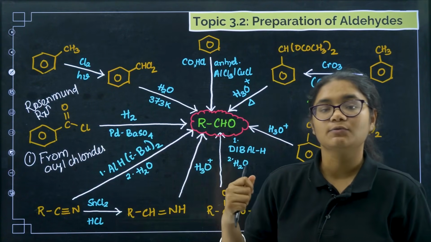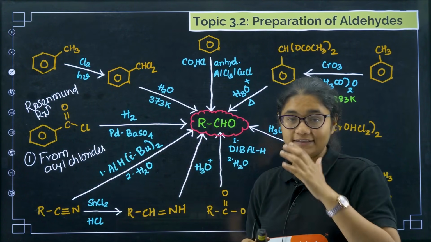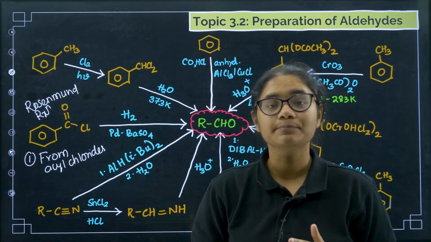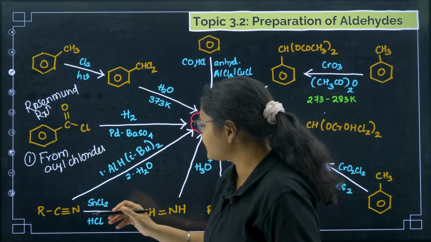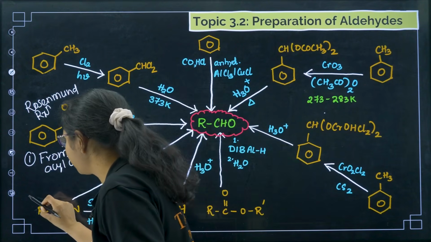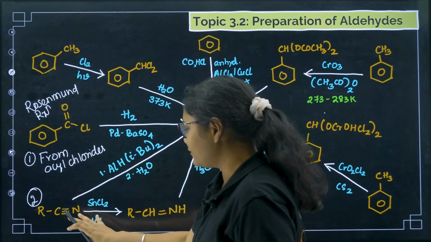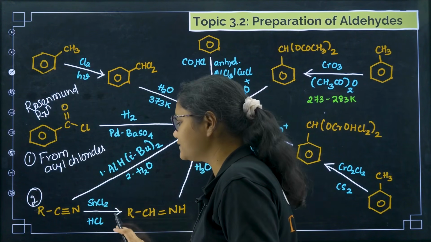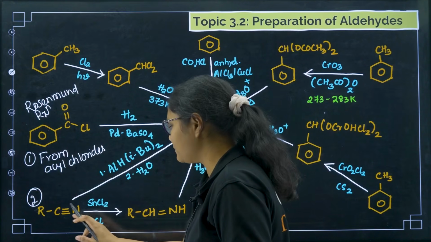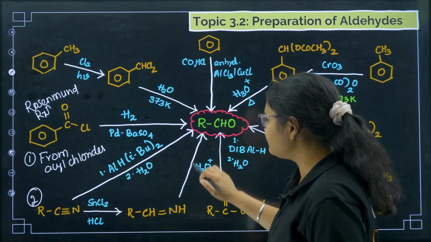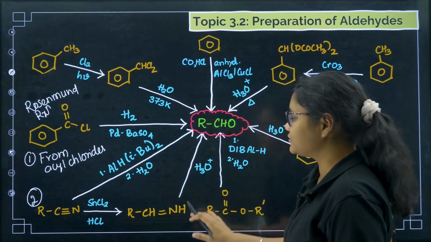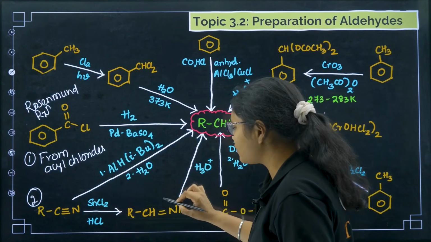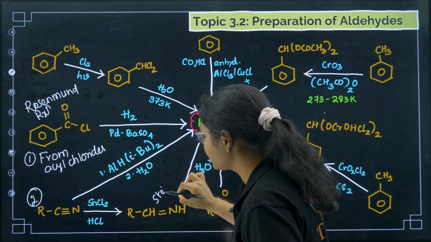Now the second one is what? The second one that you have seen is from nitriles and esters, right? So the second one is from nitriles. From nitriles we can first treat it with SnCl2 and HCl. Here HH will be added, then if you do hydrolysis you will get an aldehyde. This reaction is called the Stephen reaction.